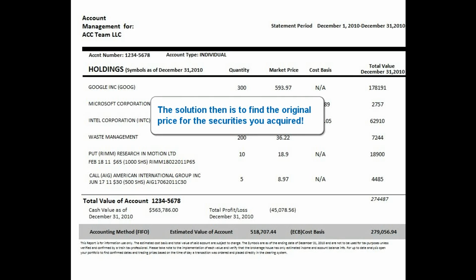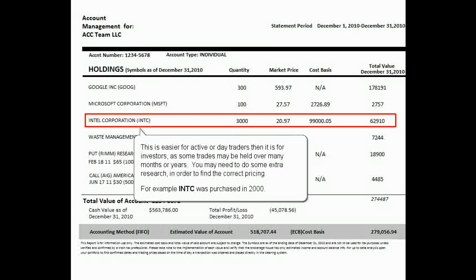The solution then is to find the original price for the securities you acquired. This is easier for active or day traders than it is for investors, as some trades may be held over many months or years. You may need to do some extra research in order to find the correct pricing.